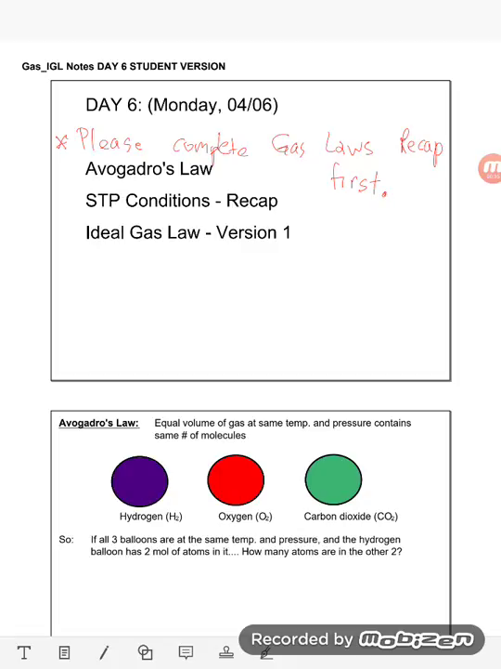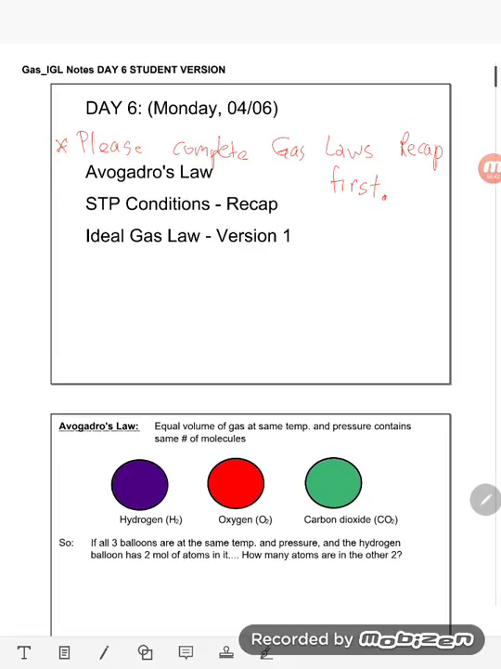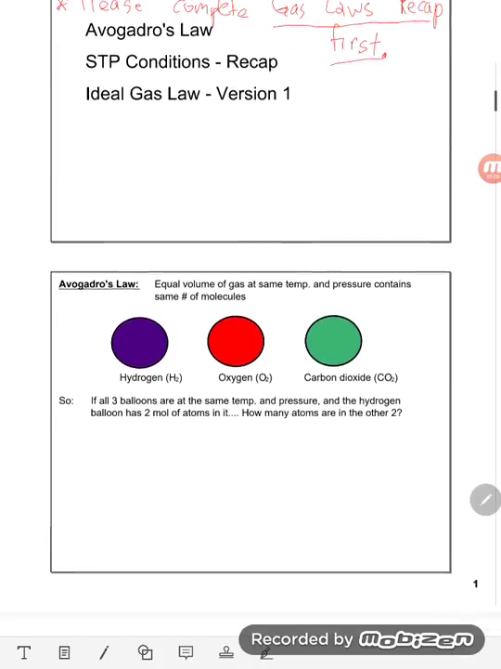Before you move through these notes, we just want you to make sure that you go back and please complete the gas law recap, which should be in your day 6 folder. That's going to help you review a little bit. It'll help you with some of the terminology that we'll be using again today, and that's your big takeaway from last week. So please go back and work on that before continuing through.